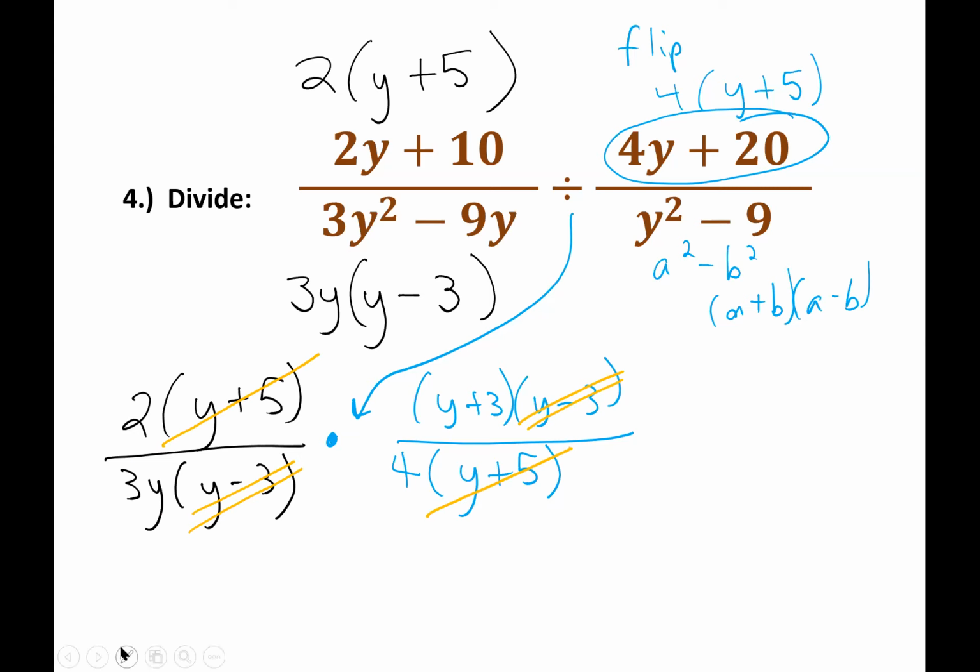Now what we can cancel out here that's easy to miss because we're so focused on the parentheses is these outside numbers, these numbers that we factored out as GCFs, this 2 and 4.